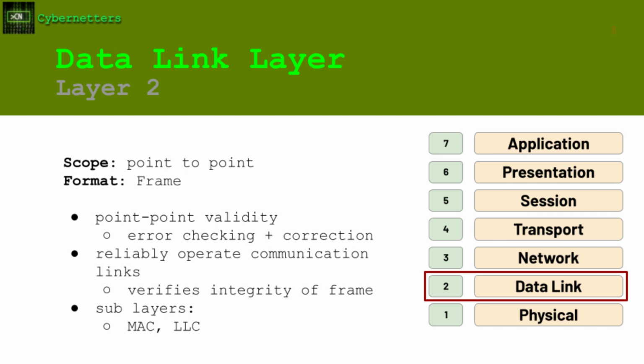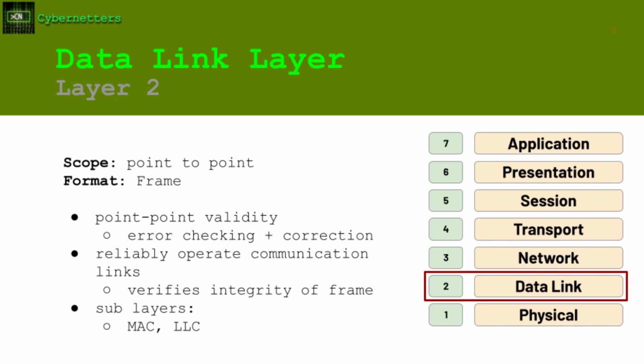So the data here is packaged into frames. Think of frames as envelopes that hold the data. Its responsibilities on the data link layer are checking the point-to-point validity, making sure that data has been successfully transmitted and received. It also checks for errors, and it makes sure that the operations on the communication links are reliable, meaning that they also check if frames are in the right order.